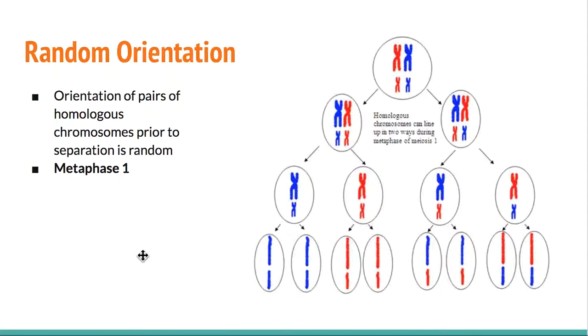The second process you need to remember is random orientation, and this is in metaphase 1. This is the second thing that contributes to genetic variation. Orientation of pairs of homologous chromosomes prior to separation is random, which means that there are 4 possible outcomes for each. As you can see in the diagram, homologous chromosomes can line up in 2 ways during metaphase 1. So one from your mom and one from your dad, which gives a total of 4 possible combinations. And this contributes to genetic variation.